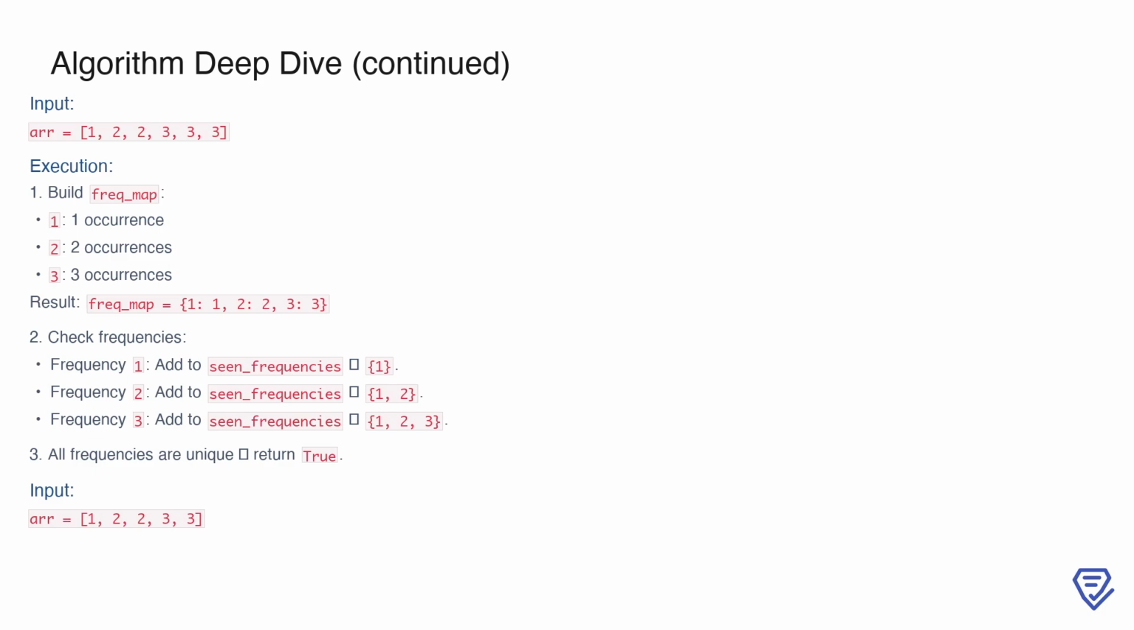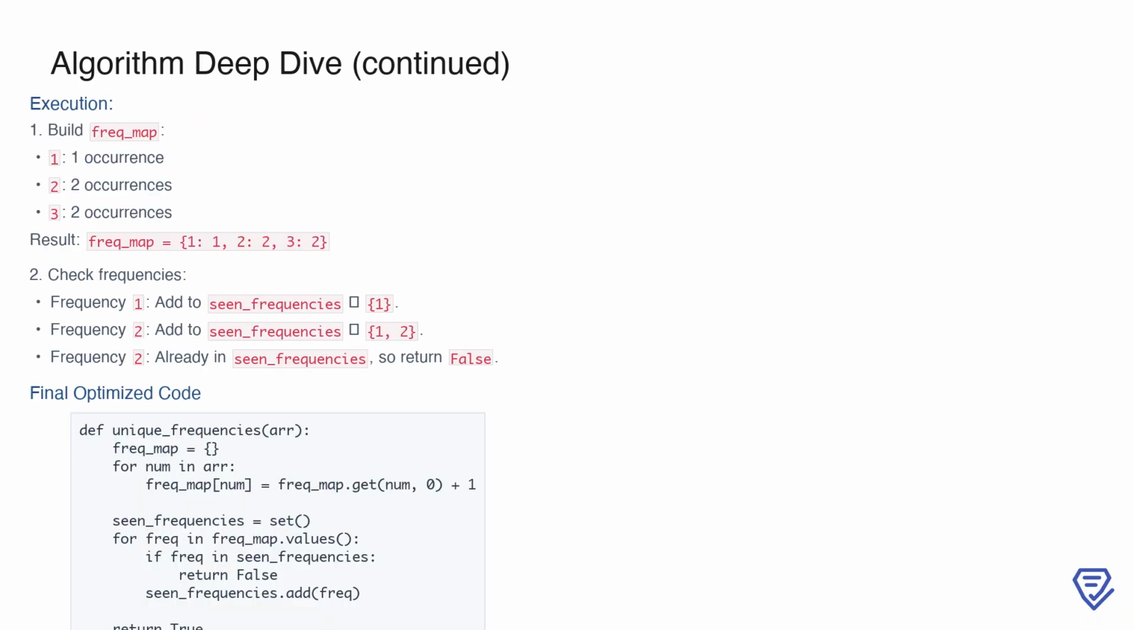We start with the frequency 1 and add it to the seen_frequencies set, resulting in {1}. Then, we process the frequency 2 and add it as well, making seen_frequencies equals {1, 2}. Finally, we process the frequency 3 and add it, resulting in seen_frequencies equals {1, 2, 3}. Since there are no duplicate frequencies, we return true, indicating that all frequencies are unique. This example demonstrates how the algorithm correctly identifies unique frequencies in a straightforward case.